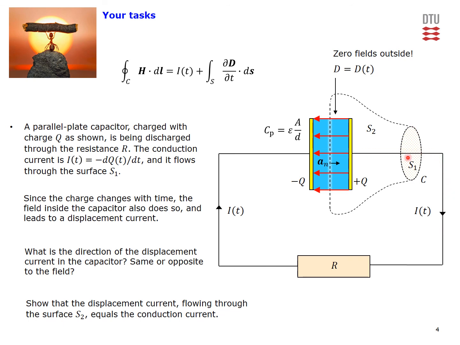It will pass through this surface S1. Since the charge will change with time, the field inside the capacitor will also do so, and will thus lead to a displacement current. What is the direction of the displacement current in the capacitor? Is it the same or opposite to the field? Moreover, show that the displacement current flowing through the surface S2 that you can see over here equals the conduction current.